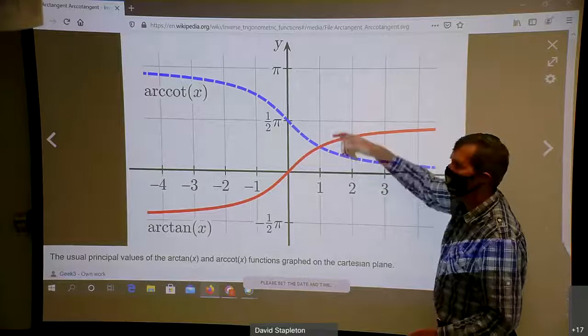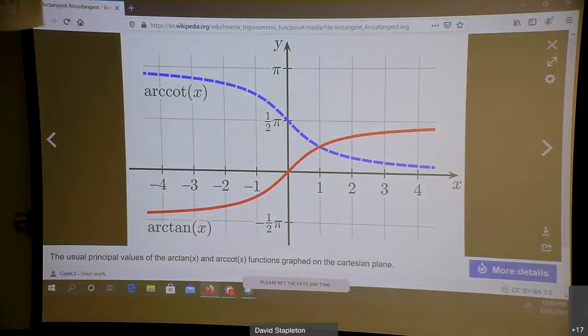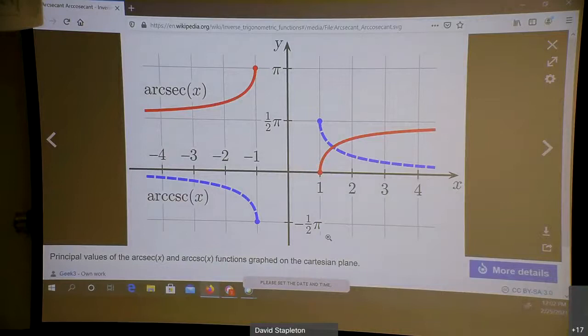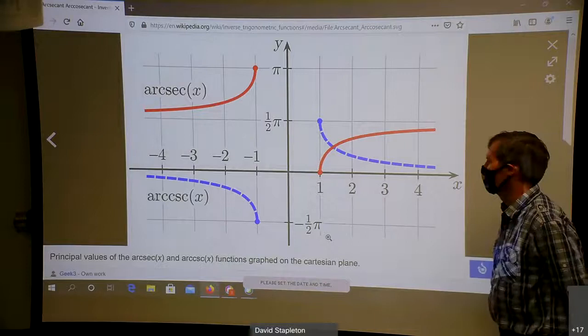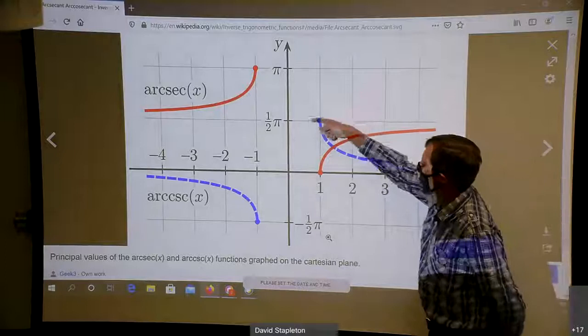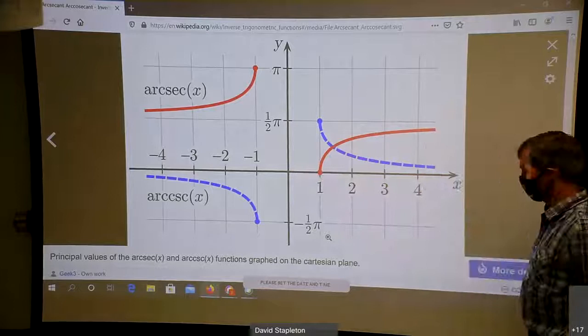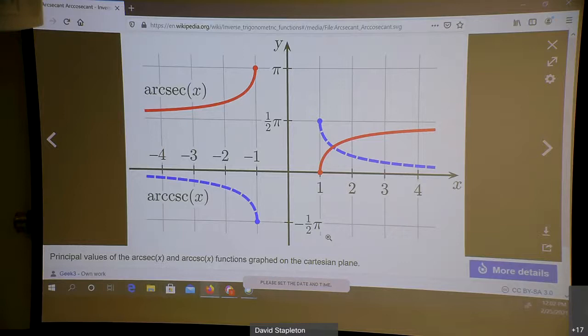And then finally, so that's what I was trying to draw. Here are the inverse secant or arc secant and inverse cosecant, drawn the way I did them on the board. Zero to pi, leave out pi over two, or minus pi over two to pi over two, leave out zero. For the blue ones. Okay, so I just wanted to show those off for comparison with what I drew.